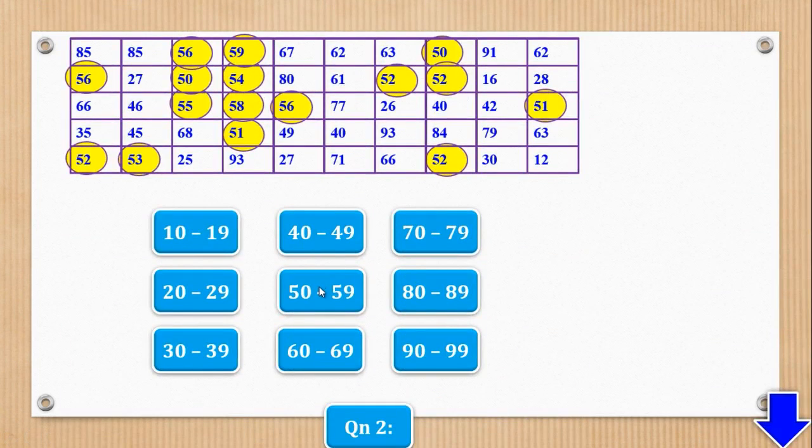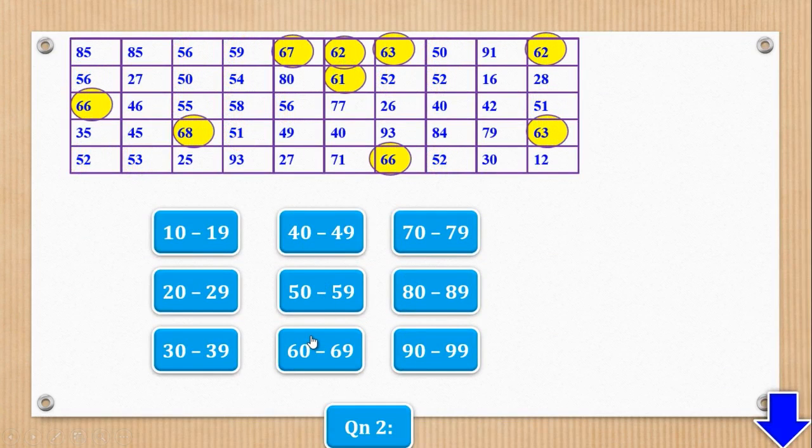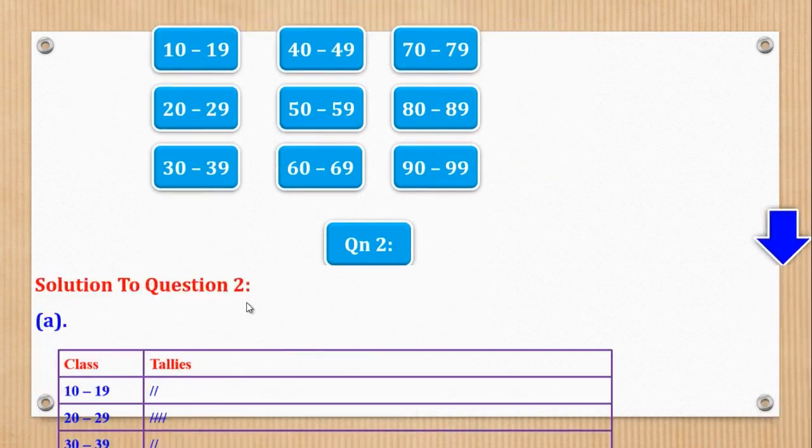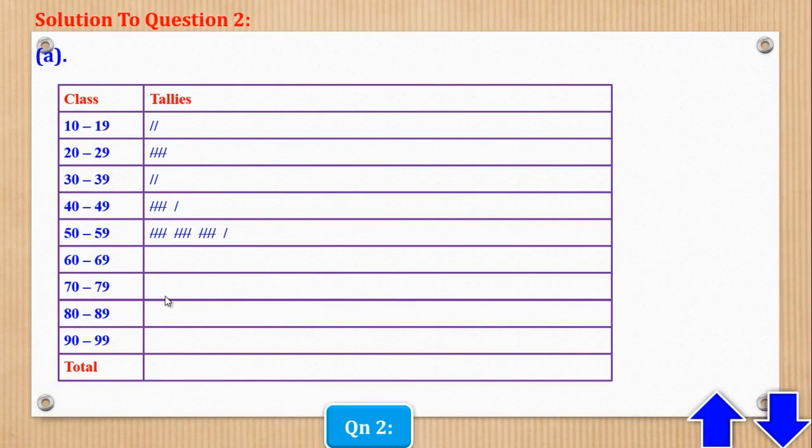We shall first remove these ones, then we go to 60 to 69. So 60 to 69, we shall count also 1, 2, 3, 4, 5, 6, 7, 8, 9. So you shall come and put tallies to represent 9. I think you can see this is 5. Then you add another 4 to make it 9. 4 plus 5 is 9.